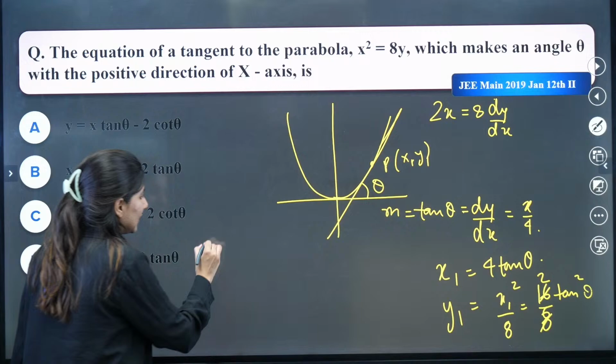So which answer is correct? X is equal to y cot theta plus 2 tan theta. So 2 tan theta will be there. Divide by tan theta, and you will get your answer. So yes, option B is absolutely right. This is the same thing as option B.